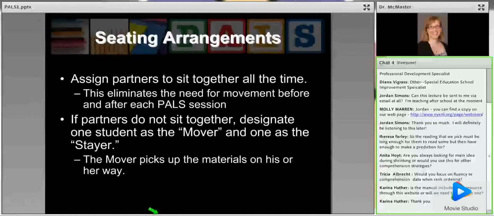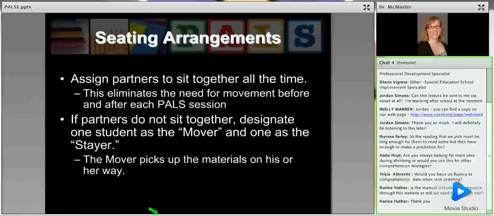Otherwise, it's fine to have everybody move. Just know that that's going to be a lot of movement and it might take a little bit more time. In any case, I would strongly advise having pre-established PALS spots so that kids always know where they're going to go for PALS, and that's never something that needs to be figured out each time you do PALS.